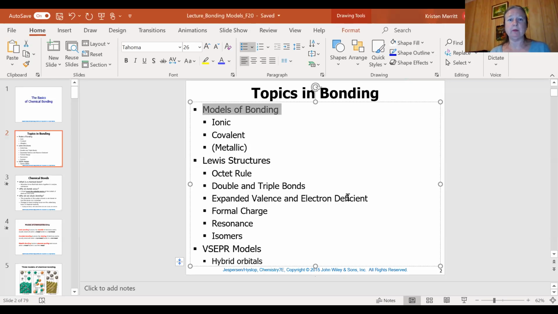Next lecture, we'll talk about the Lewis structure, the octet rule, and exceptions to it. I'll talk a little bit in this one about double and triple bonds, and then of course in the Lewis lecture as well. Formal charge and resonance will be in Lewis structure, and a little bit of isomers. And then moving to the VSEPR model will be the third lecture, and I will talk about hybrid orbitals. That probably will be a lecture in and of itself, a fourth lecture.